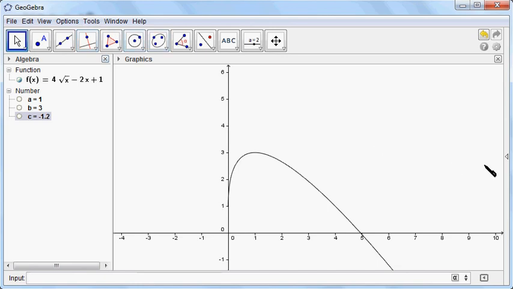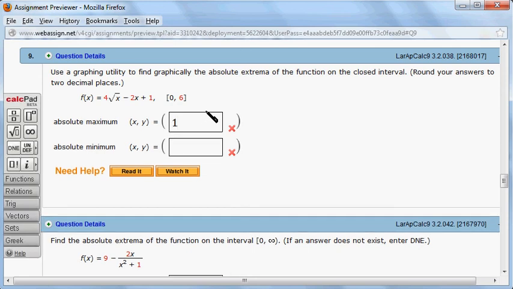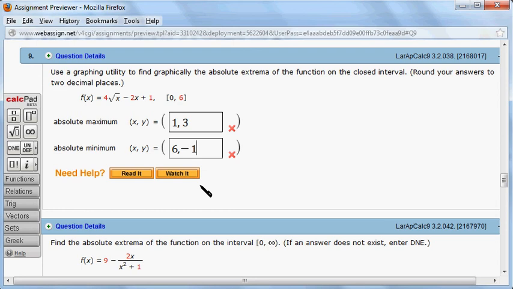All right, so that's that. Let's try to type it in and see if it's the right answer. So absolute max is at 1, and it's 3. Absolute min is at 6, and it's negative 1.20.